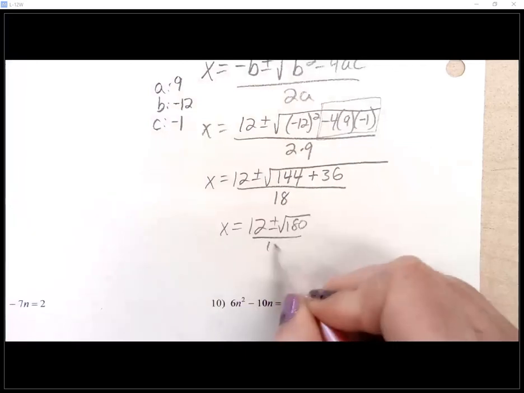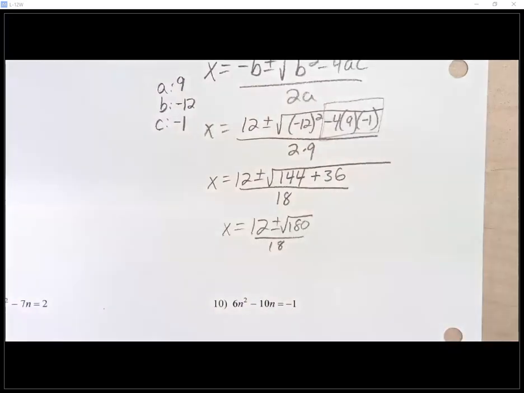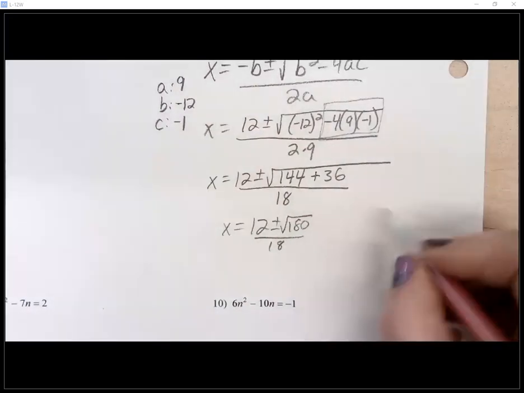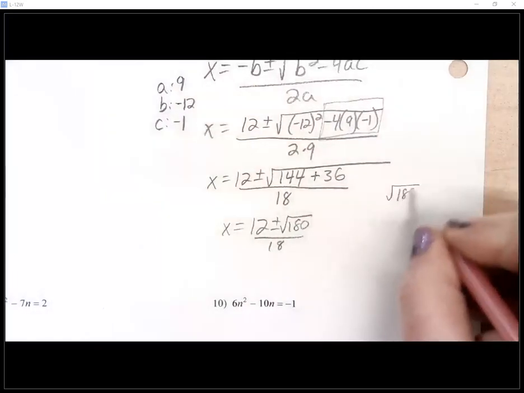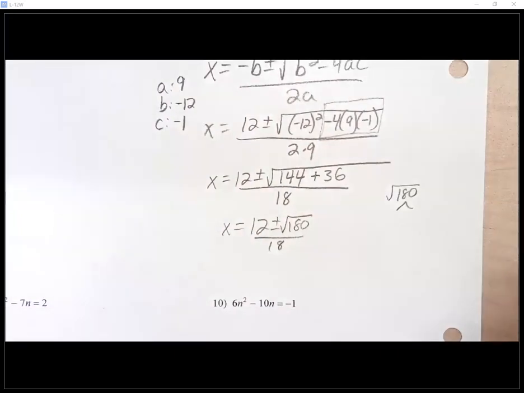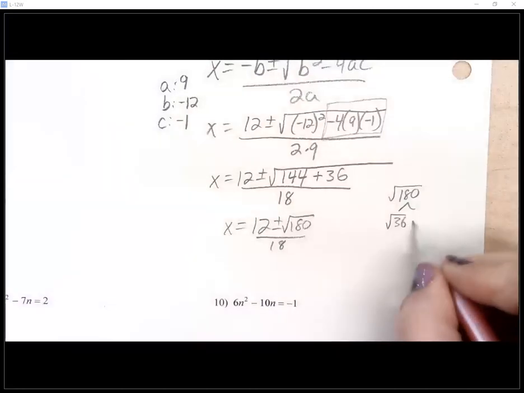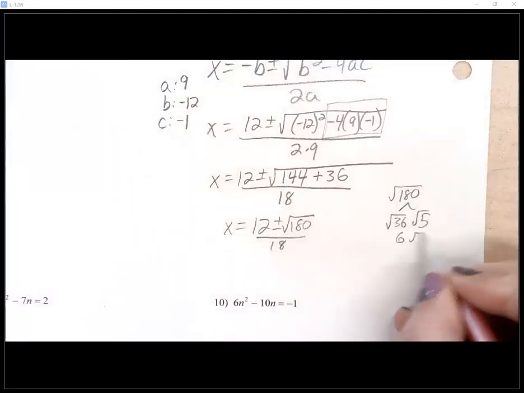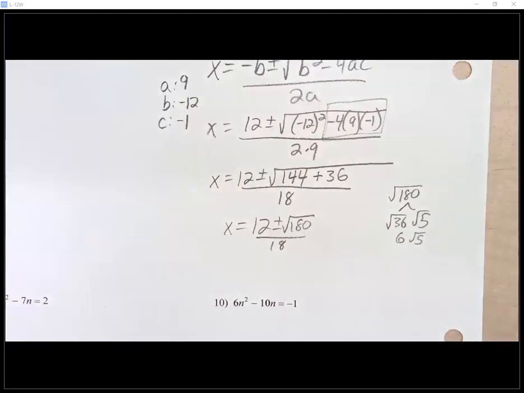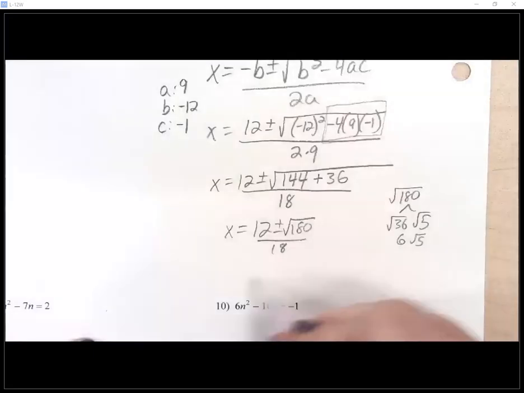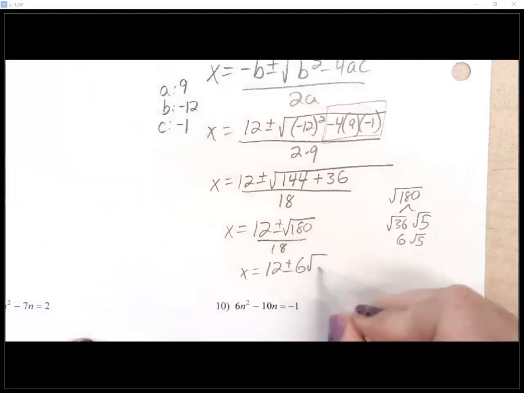180 is not a perfect square. So I'm going to come over here real quick. I'm going to take 180 and see if there is a perfect square that goes into it. I think 36 is our biggest, 36 and 5. So isn't that really 6 root 5? Okay, we're almost there. Can you divide them all by the square root? So we'll have 6 root 5 over 18.